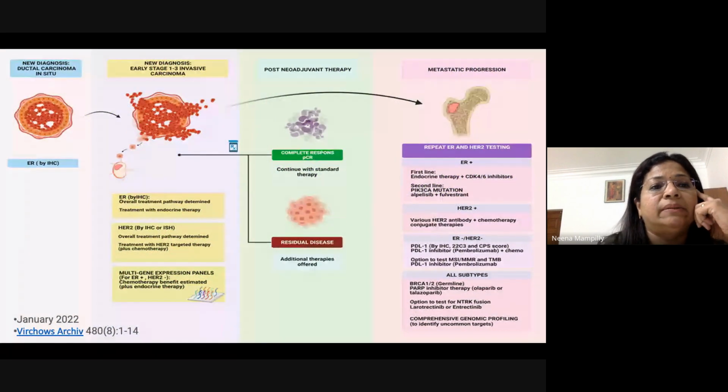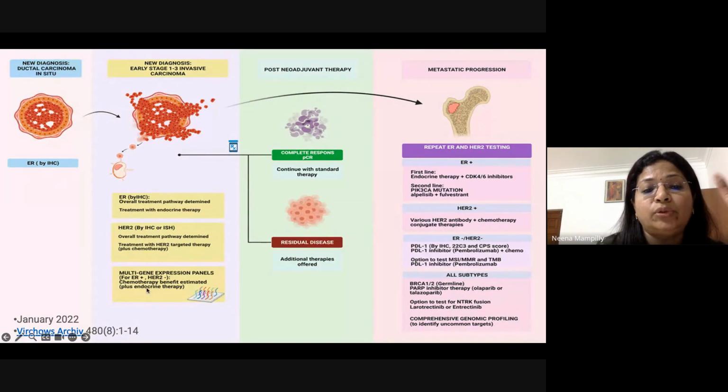If you look at breast cancer, in a newly diagnosed ductal carcinoma in situ, you need to do only ER by IHC. Whereas in early stage, stage 1 to 3 invasive carcinoma, you do an ER because they need to determine the overall treatment pathway, and they decide treatment with endocrine therapy. HER2 is to be done for the overall treatment pathway and for treatment with HER2 antibodies. And also, for ER positive, HER2 negative, node negative early breast cancers, they go for multi-gene expression panels to estimate the benefit of chemotherapy.